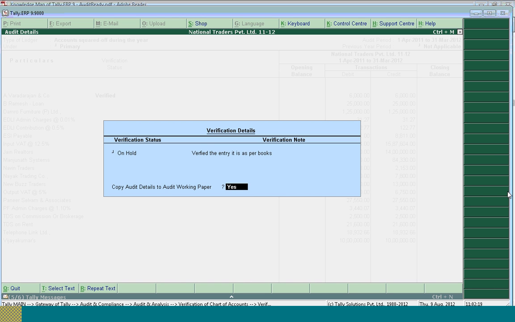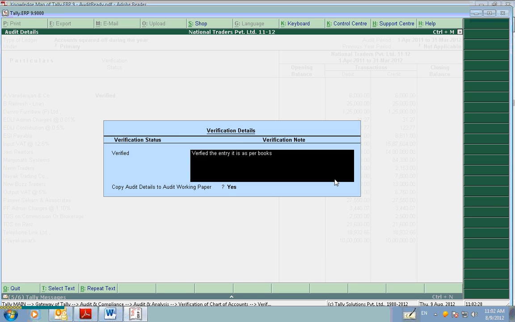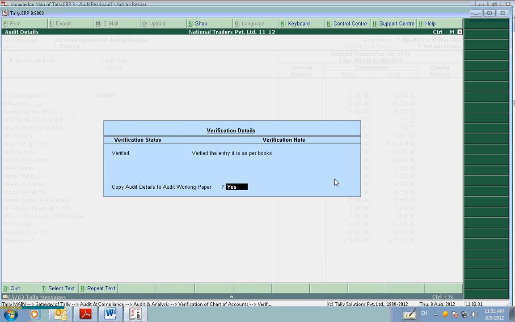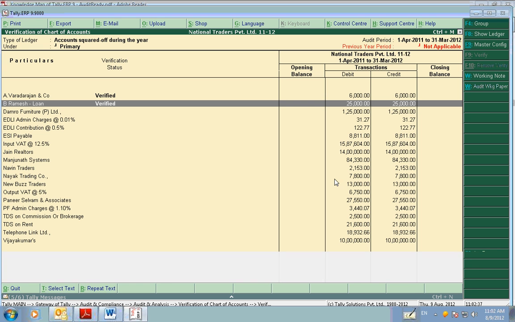Okay, so shall we proceed? So here I'm saying, please copy this act, whatever I have done. I am not keeping this on hold. I am saying it is verified. Verify the entry, it is as per the books. Please copy this particular act to the audit working paper. Once I am saving this, the option verified comes under verification status. Later if you feel this was wrongly verified, you can give the option of remove verify.